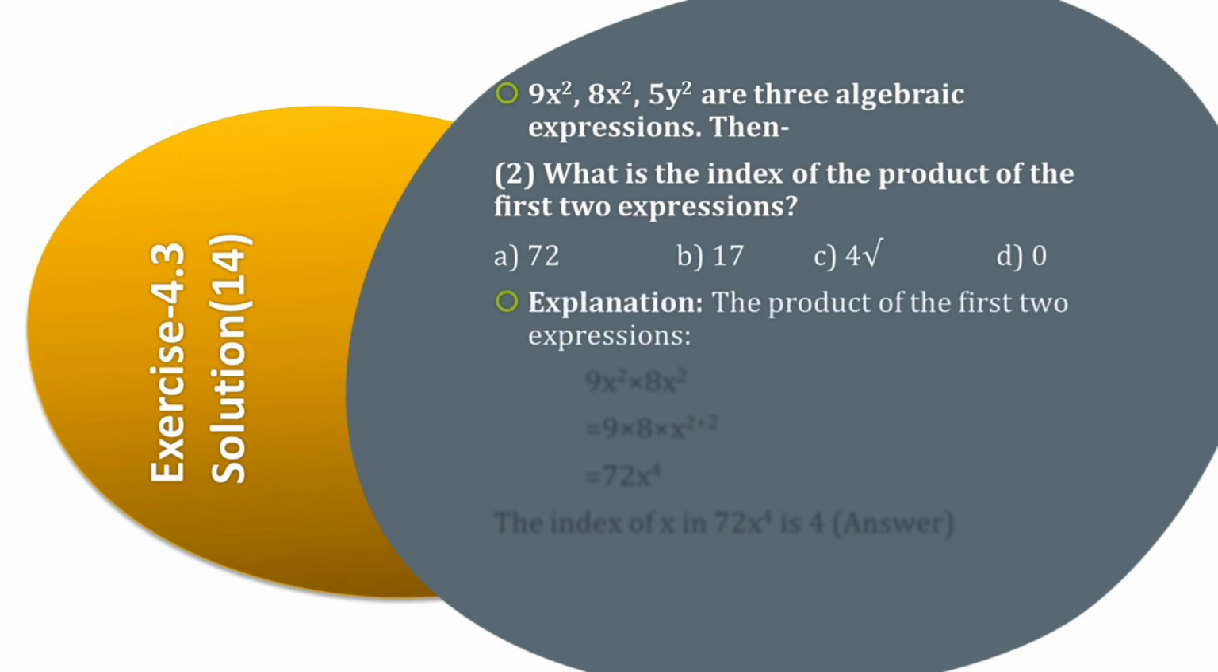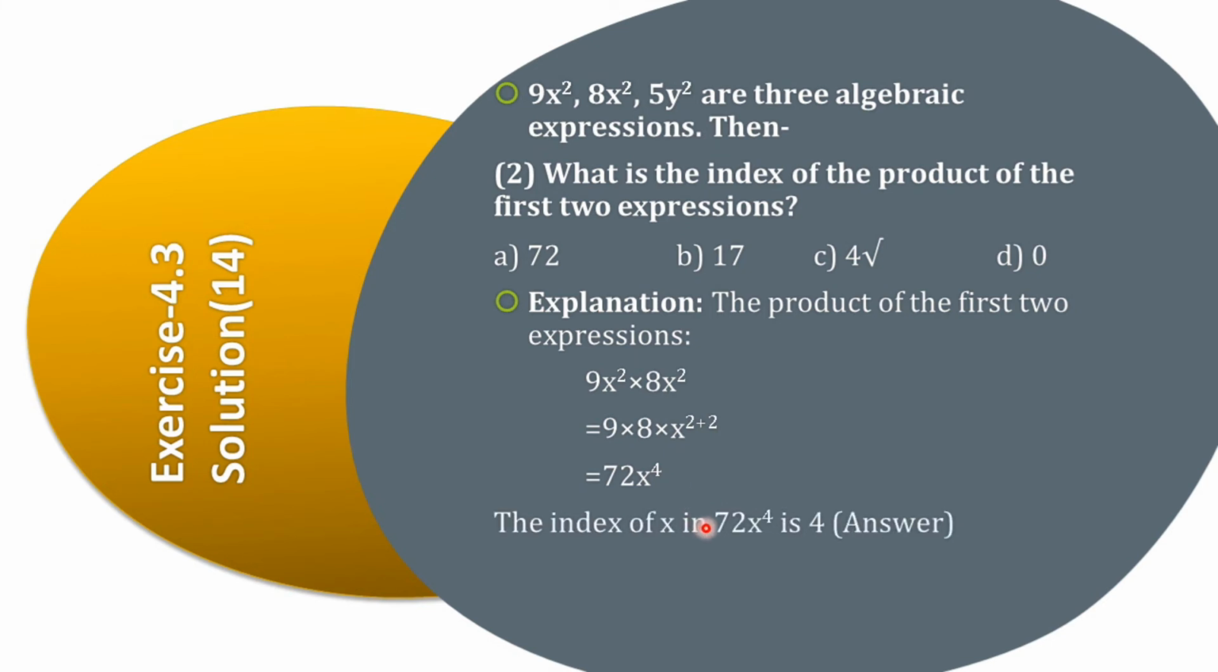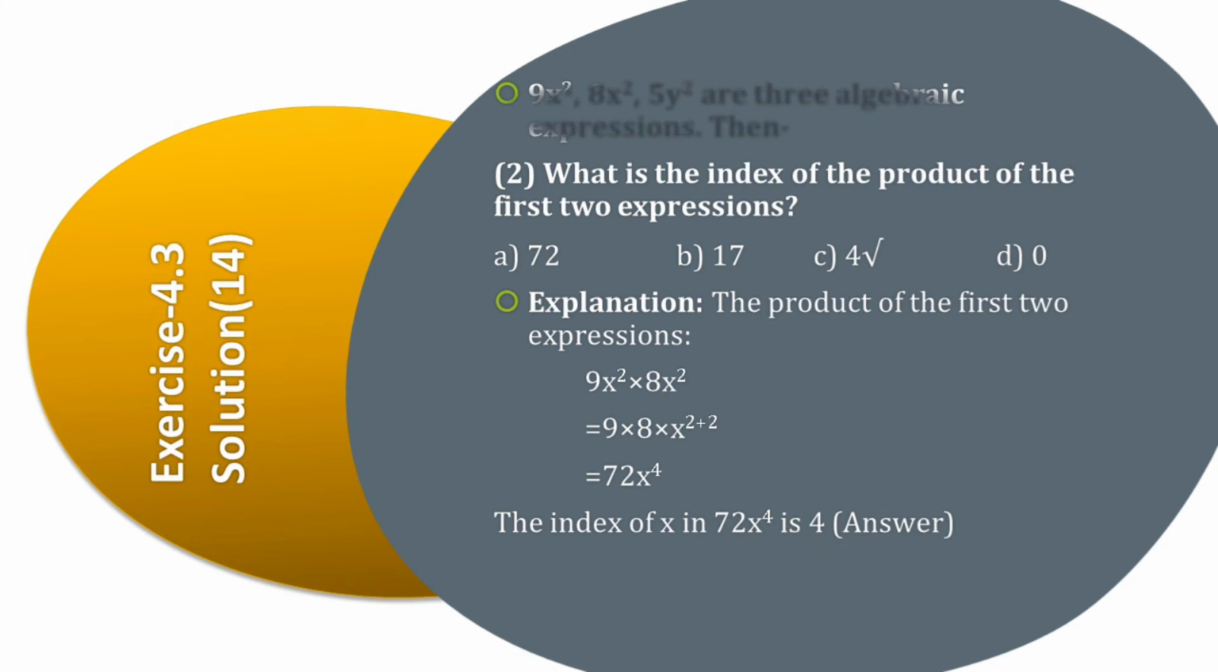The product of the first two expressions is 9x² multiplied by 8x². If we multiply the coefficients together, so 9 multiplied by 8, and the same variable, so the powers will be added between them. So 9 8s are 72 and x to the power 2 plus 2, that would be x to the power 4. So the index of x in 72x⁴ is 4. That is the correct answer, my dear.